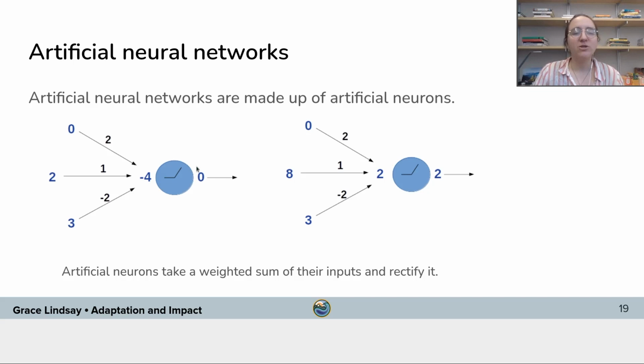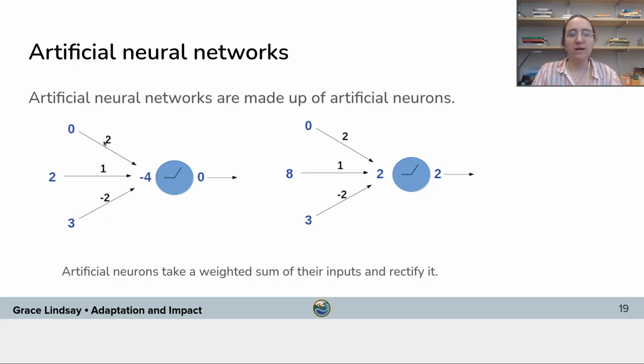So the base unit of an artificial neural network is an artificial neuron, as you can imagine. And so artificial neurons are very simple input-output devices, essentially. They take in a weighted sum of their inputs and they rectify it. What that means is that if the weighted sum is less than 0, it's set to 0, and if it's more than 0, it just stays what it is. So for example, let's say we have this artificial neuron, this blue circle here. It's getting input from either the data itself or from other artificial neurons, and that's represented by these blue values here.